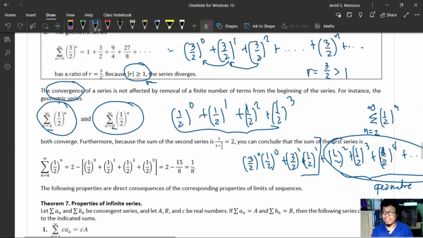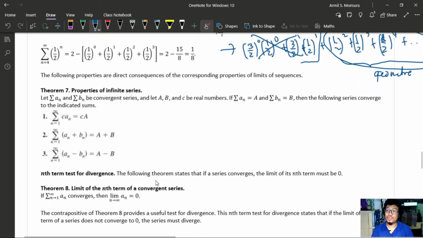You may not be able to apply the entire geometric series formula to all of this. But still, as we said, the convergence of the series is not affected by removal of a finite number of terms from the beginning of the series. So since we remove this, it will not say that this is a divergent series, nor would including these terms make the entire series divergent.